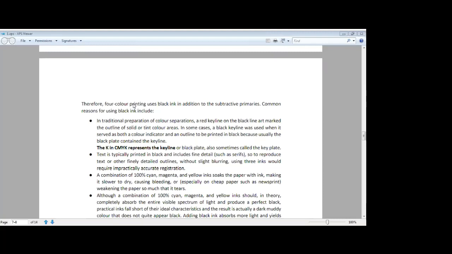In traditional preparation, there was a different thing. A red key line on the black line art marked the outline of solid or tint color areas. In some cases, a black key line was used when it served as both a color indicator and an outline to be printed in black, because usually the black plate contained the key line. This is something that is very commonly asked. This question is very repetitive also. So you remember this.